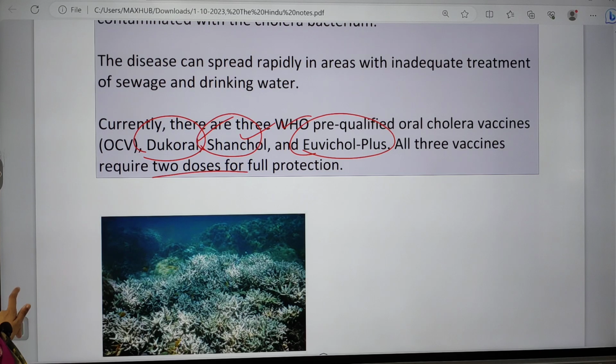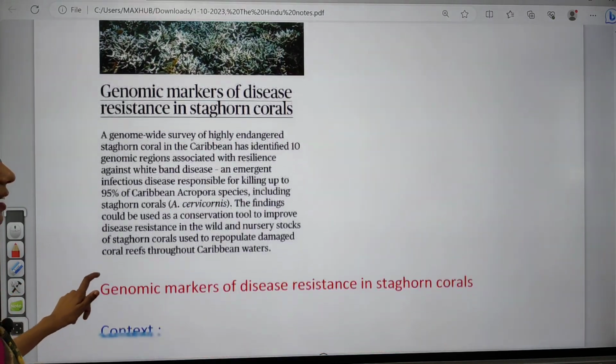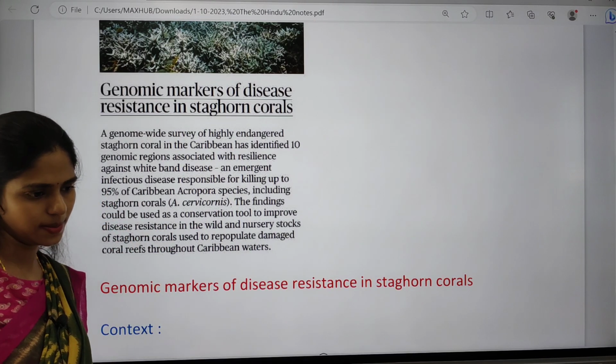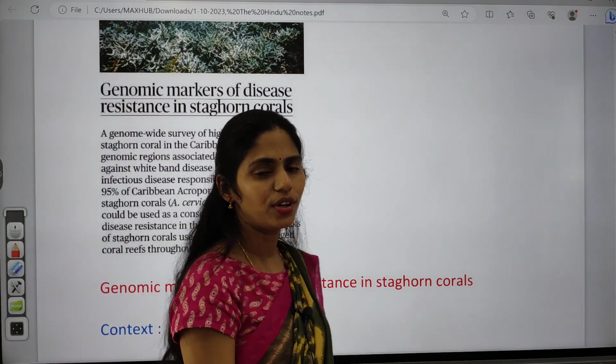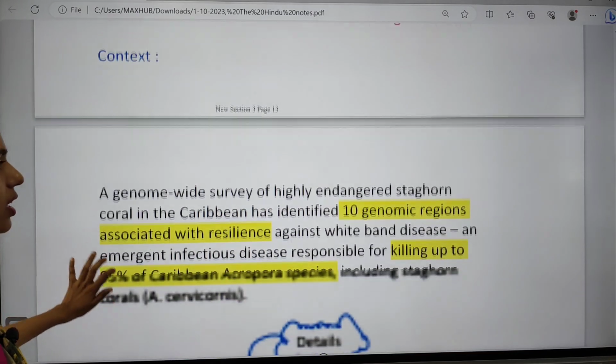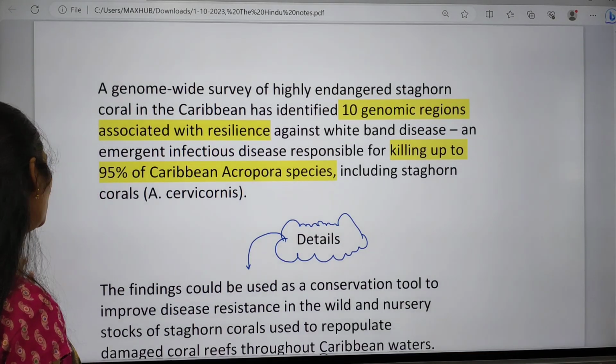And now let us see the next interesting topic. It is genomic markers of disease resistance in staghorn corals. So this topic is about corals. Okay, it is very important, and it is also important from your environment and ecology point of view. So why is it in news?